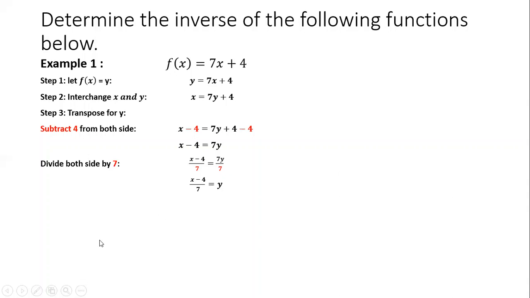At this stage, what you're going to do, which is our final step, step 4, is to replace y with f inverse of x. And note how you write f inverse of x. It's just an f with a little -1 and x in a bracket. So now, if we replace y with f inverse of x, that will give us our final answer of f inverse of x = (x - 4)/7. So this is the inverse of this function f(x).